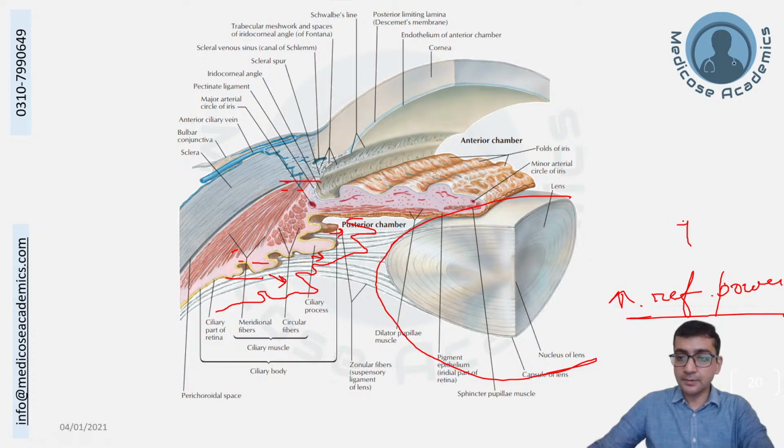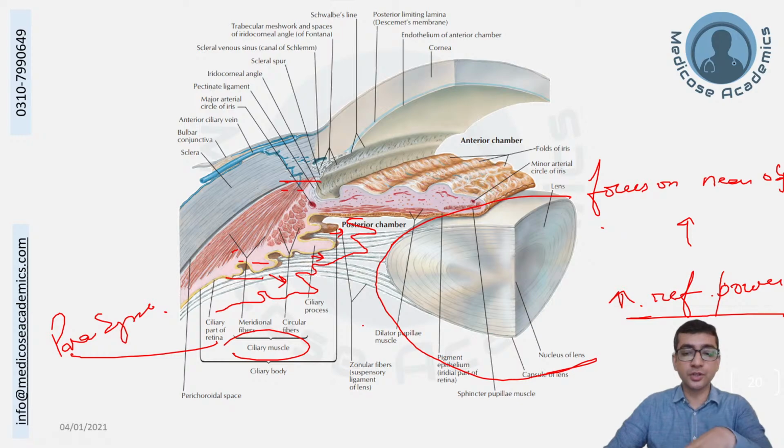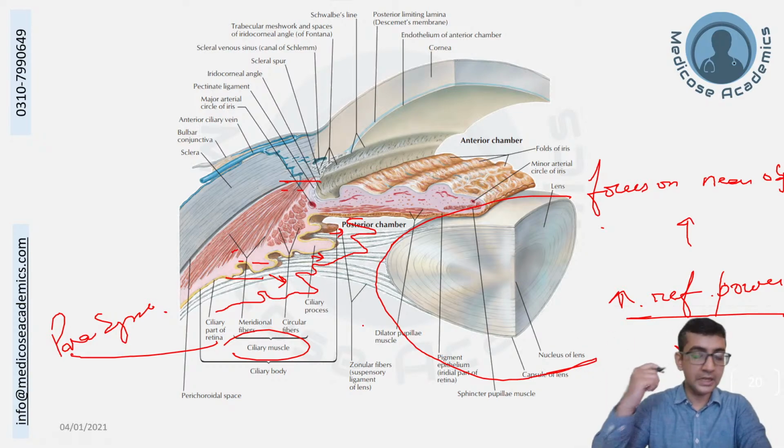So it helps you focus on near objects. This is the ciliary muscles' function. The ciliary muscles have a parasympathetic supply that leads to their contraction, which leads to the loosening of the zonular fibers, which leads to making the lens more globular and ultimately helping you focus on near objects.